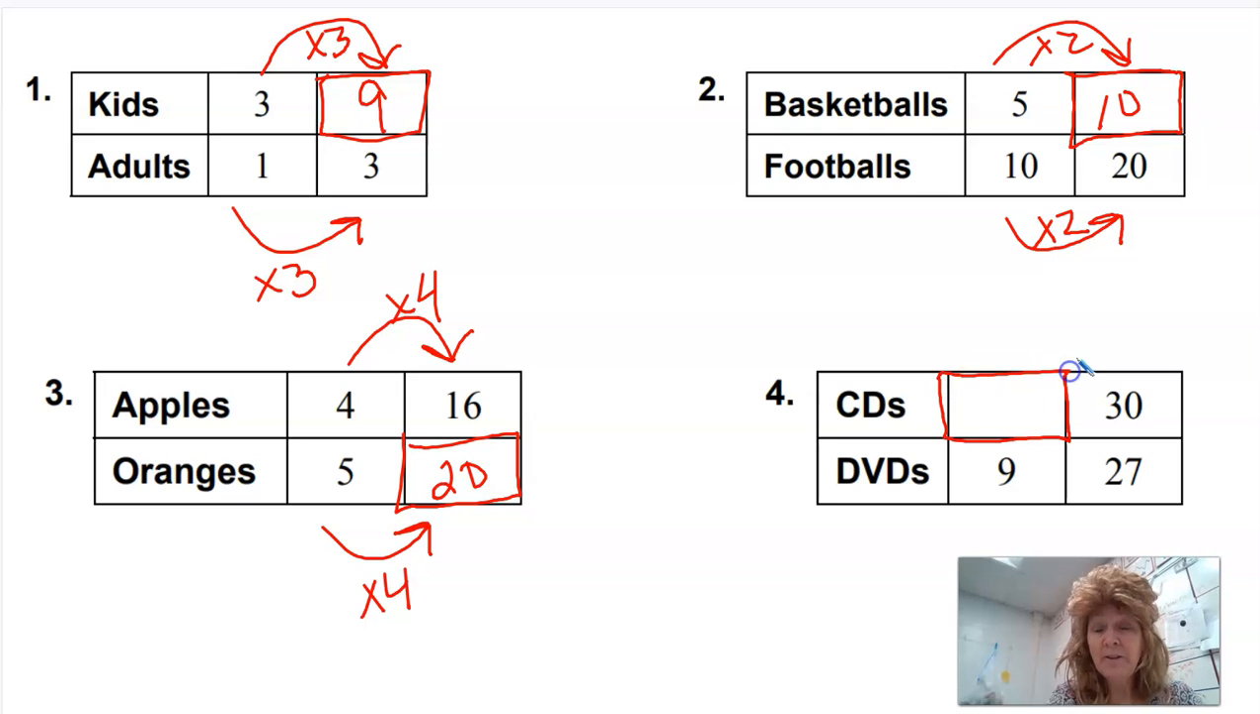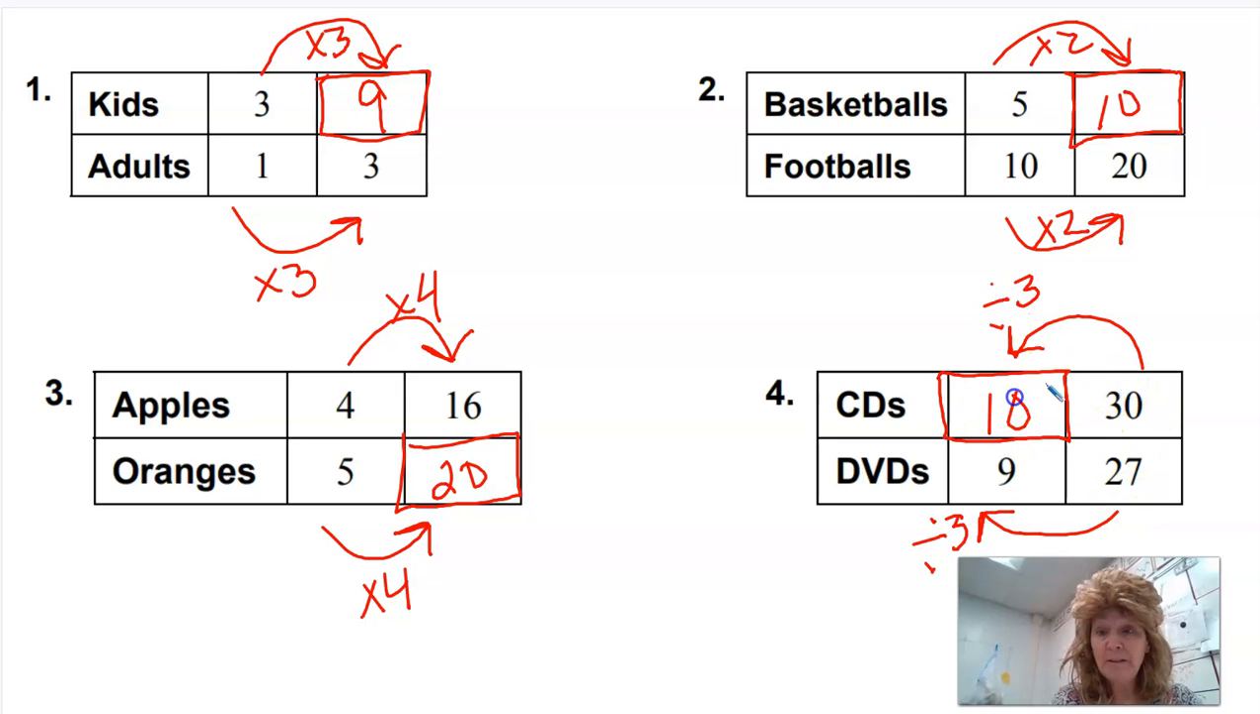It starts to get a little trickier here because I'm swooping actually to the left because the missing number is there and the information that I have is on the right. The number is getting smaller, which means it's going to be a division pattern, right? So what do I divide 27 by to get 9? Well, it's a divide by 3 pattern. So I also need to divide this one by 3. 30 divided by 3 is 10.